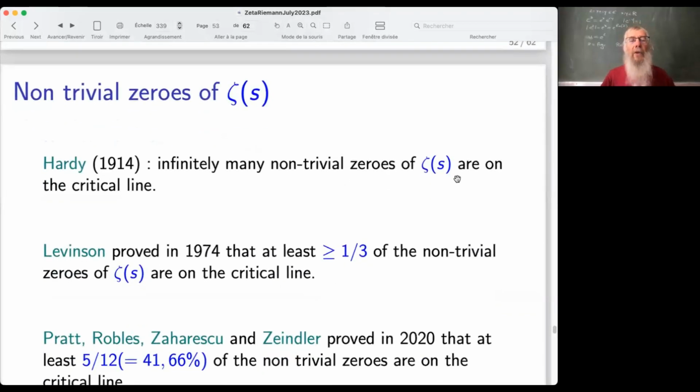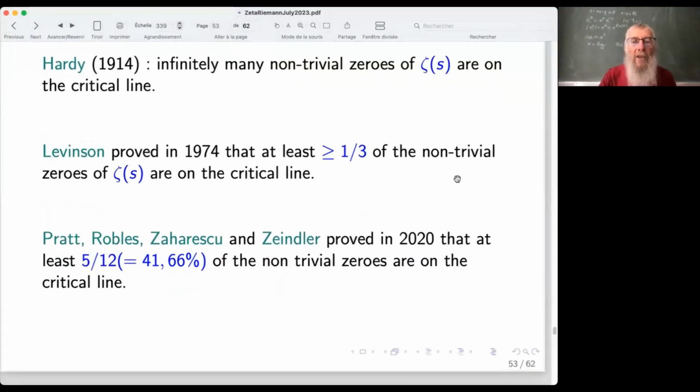We are interested in the non-trivial zeros of zeta of s. The first to prove that there are infinitely many non-trivial zeros on the critical line is Hardy in 1914. Riemann proved that there are infinitely many non-trivial zeros, which means in the critical strip, but Hardy proved that infinitely many of them are on the critical line. And now we know that a positive percentage of these zeros are on the critical line.